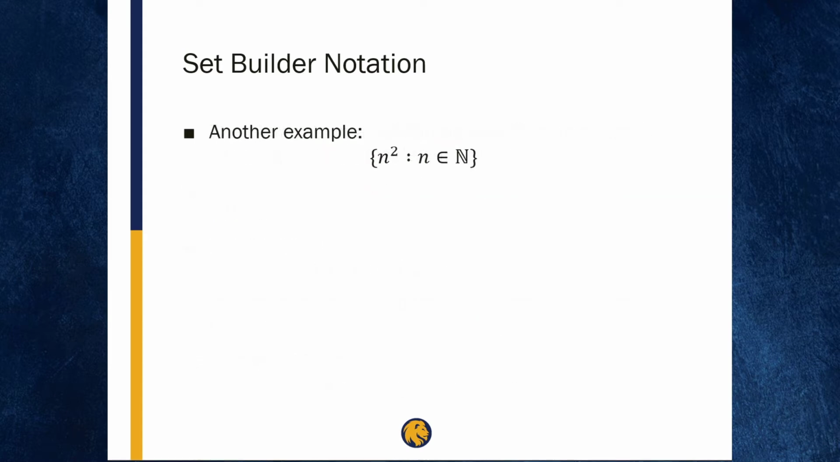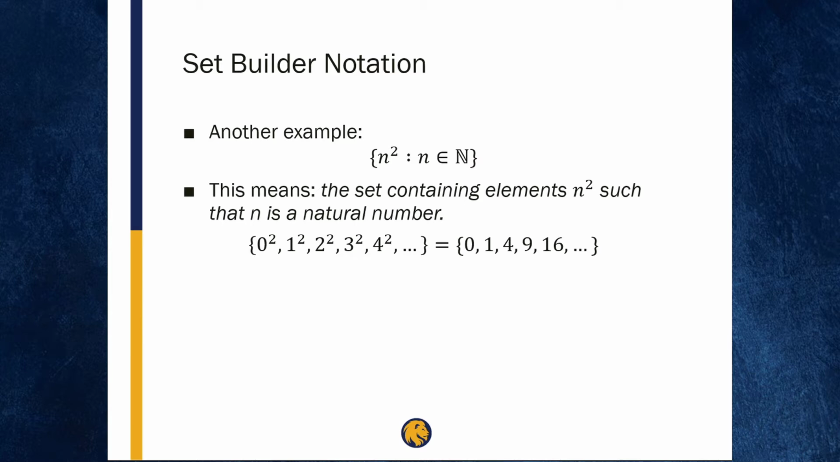Here's another example. The set containing n squared such that n is an element of the natural numbers. This set will include each natural number raised to the second power, so starting with 0 squared, 1 squared, 2 squared, 3 squared, 4 squared, and so on from there, or 0, 1, 4, 9, 16, and so forth.